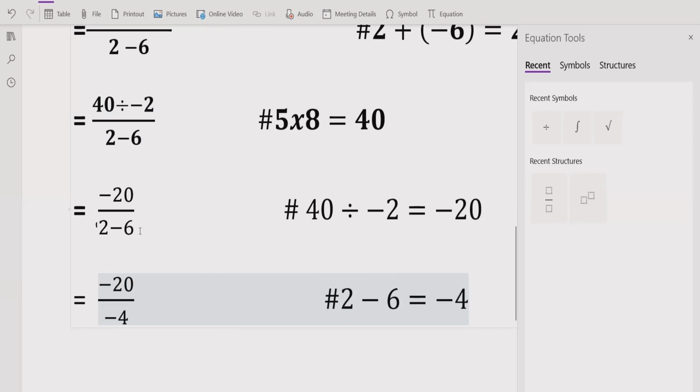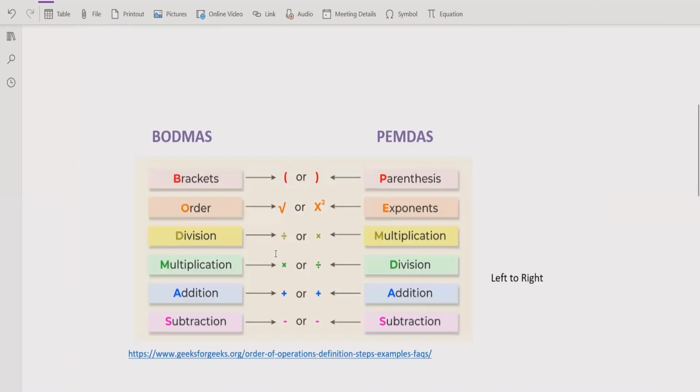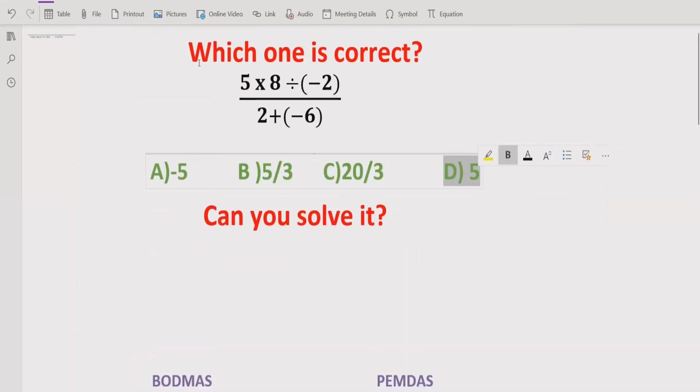Because we have the minus sign with the larger number, which is 6, we write the minus sign with 4. Now we have minus 20 and minus 4. The minus signs will cancel, and 4 fives are 20. In the end, we will get the answer 5. So minus 20 divided by minus 4 equals 5. Then plus 5. So the answer of this expression is D, which is 5.